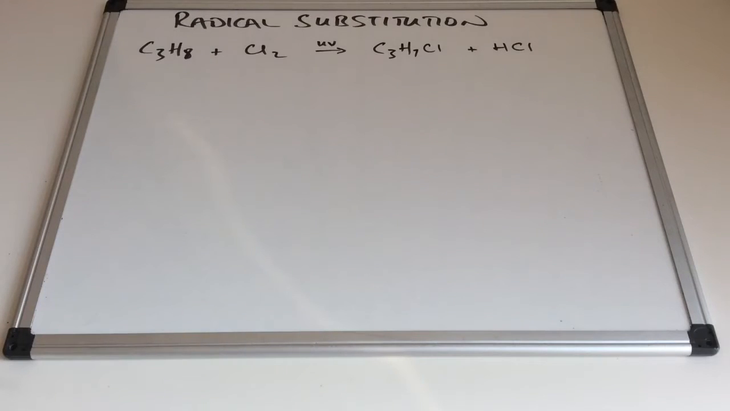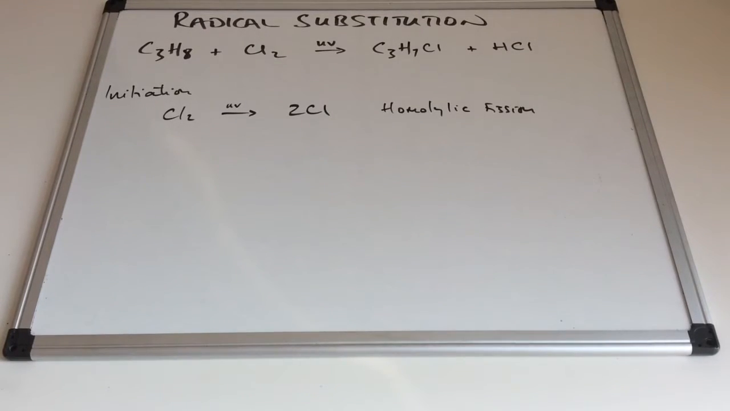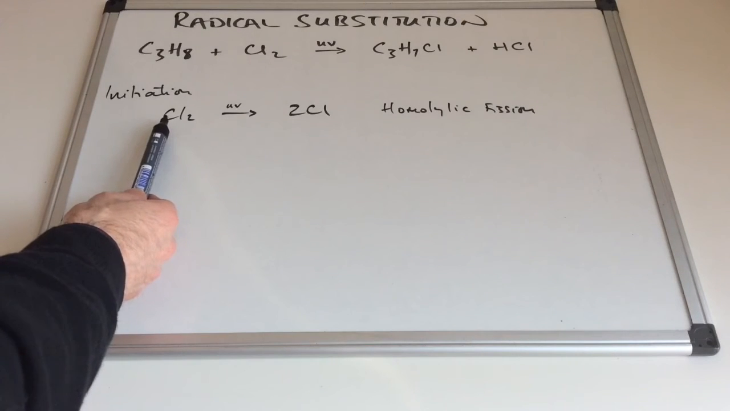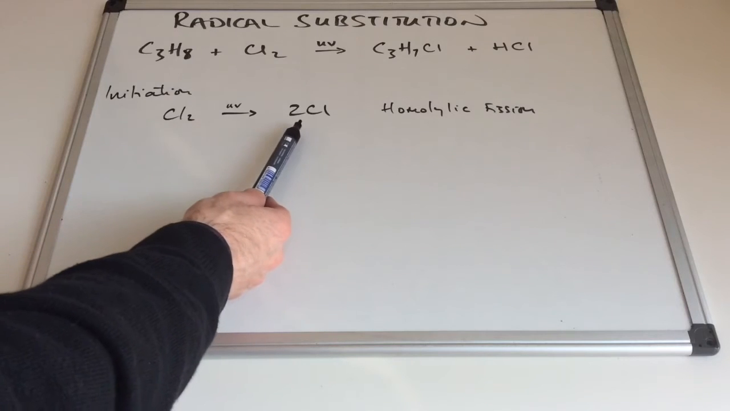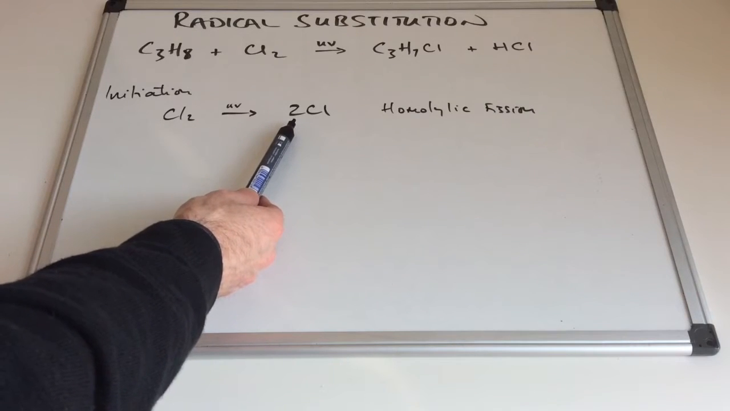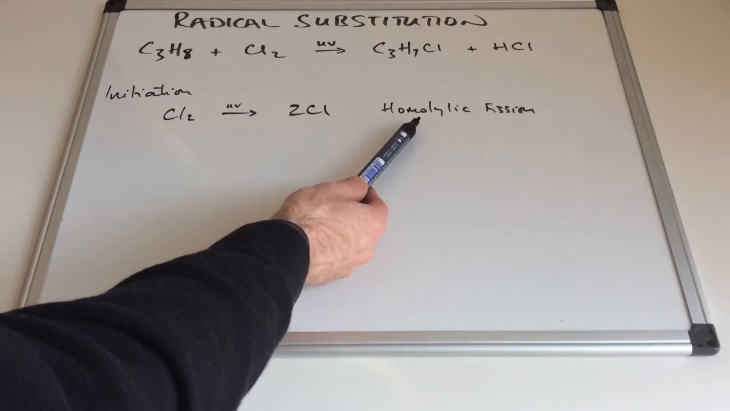So what would the mechanism look like for this mono-substituted product? And then we'll go into further substitutions at the end of this. So there's the first step, the initiation step, and that's when your halogen, so chlorine in this case, is exposed to the UV light, and the UV breaks the covalent bond between the chlorine atoms and produces these two radicals. This is an example of homolytic fission.